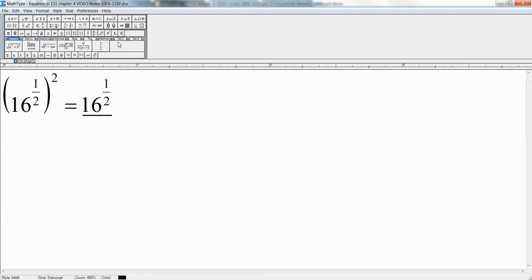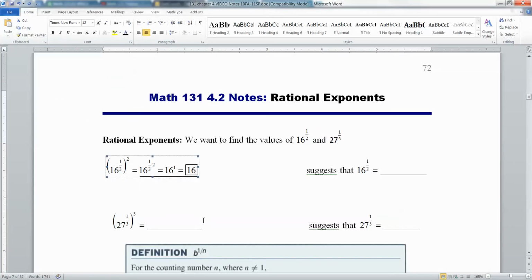By the rule of exponents, you can multiply them. But what is a half times 2? That's equal to 16 to the 1, which is just 16. You with me? Well, that's interesting.